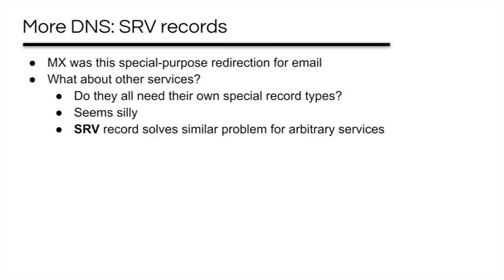The last record that I'll mention is the SRV record. We already looked at the MX record, which was this sort of special purpose redirection used for email, but what about other services besides email? Instead of having every service need its own special record type, we have SRV records.